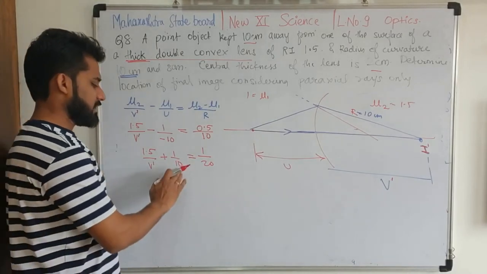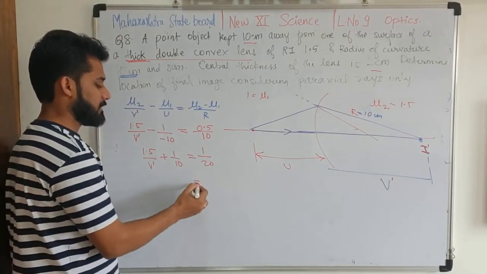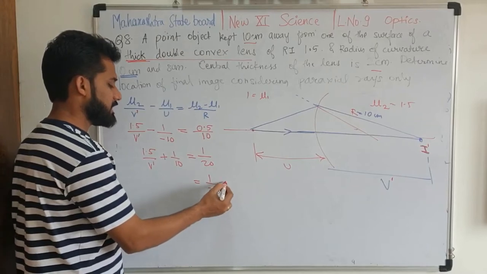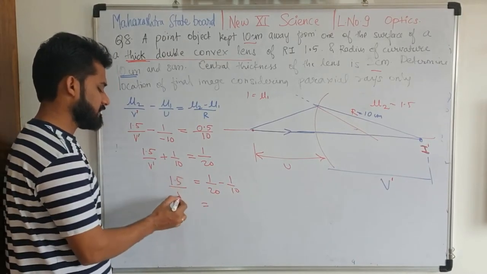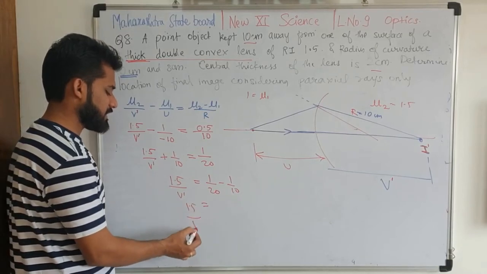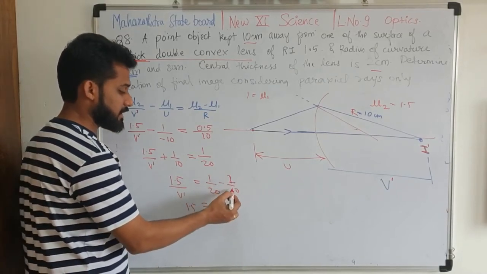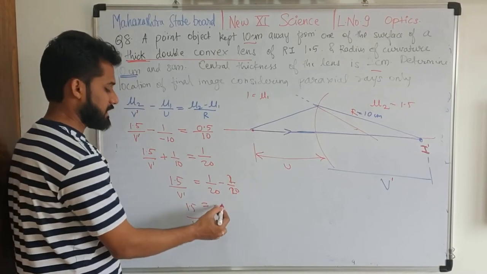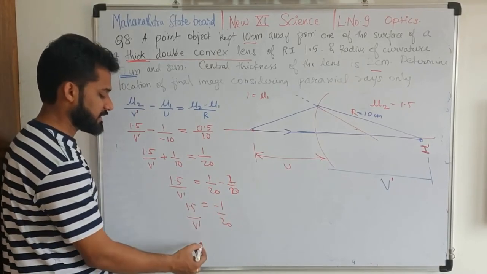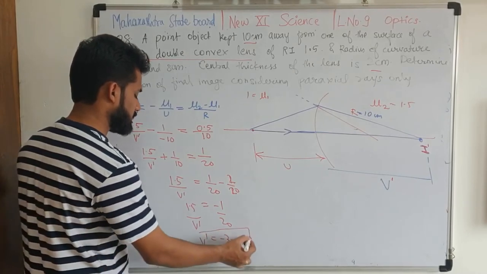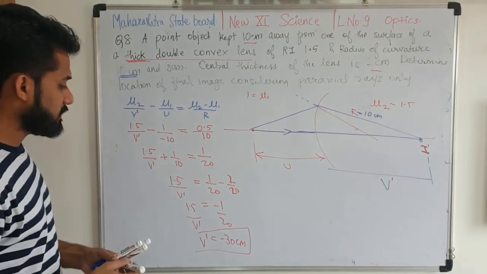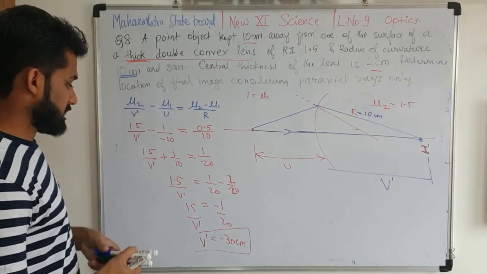Now if I take this term to the right hand side, it will become 1 by 20 minus 1 by 10 is 1.5 by v dash, and 1.5 by v dash will be equal to, if I multiply by 2, this will become minus 1 by 20. Solving this, v dash will be equal to minus 30 centimeters. V dash will be equal to minus 30 centimeters.